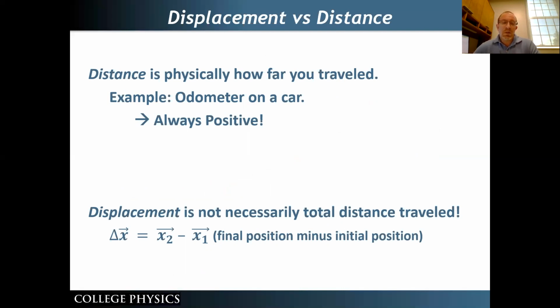Now, on the other hand, displacement is not necessarily the total distance traveled. Displacement is just a vector that goes from somebody's initial position to that person's final position, or maybe it's not a person, maybe it's an elk, a car, a ball, whatever. Displacement is final position minus initial position, and is a vector.